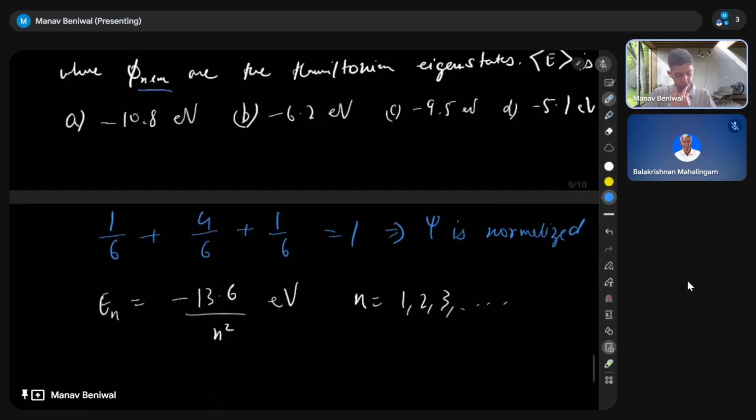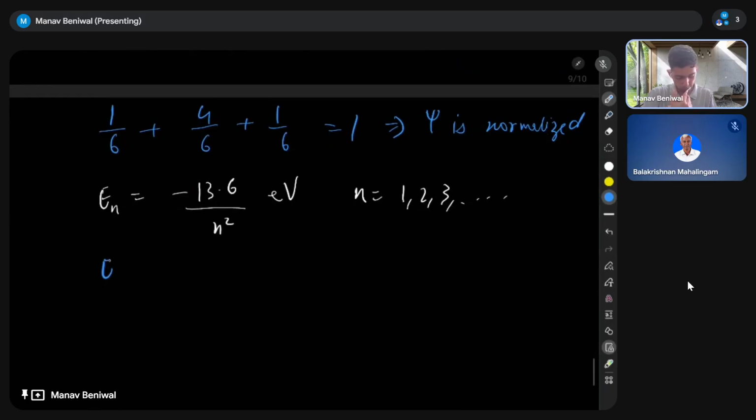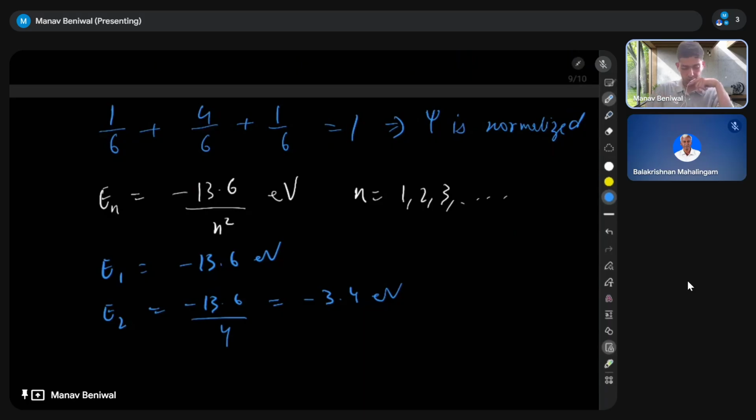Okay, so for n equals 1, E1 is simply minus 13.6 eV, and for n equals 2, we have minus 13.6 divided by 4, which should give us minus 3.4 eV. Right, for that, yeah. Okay.